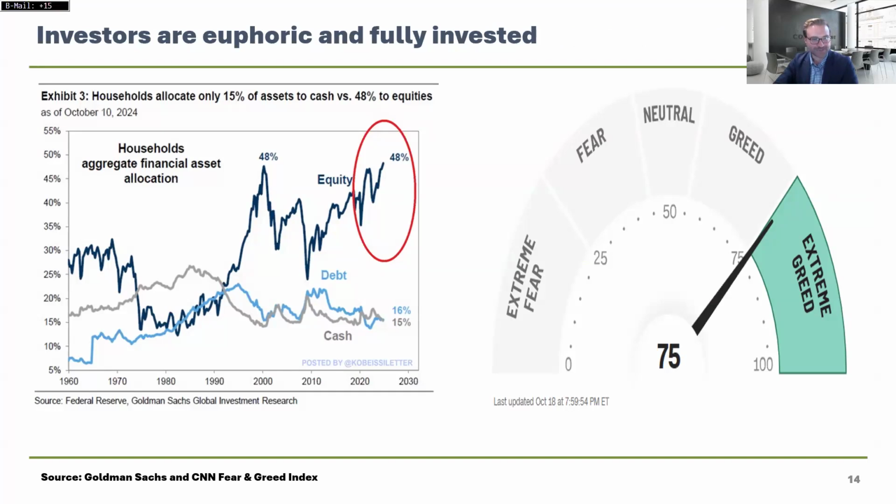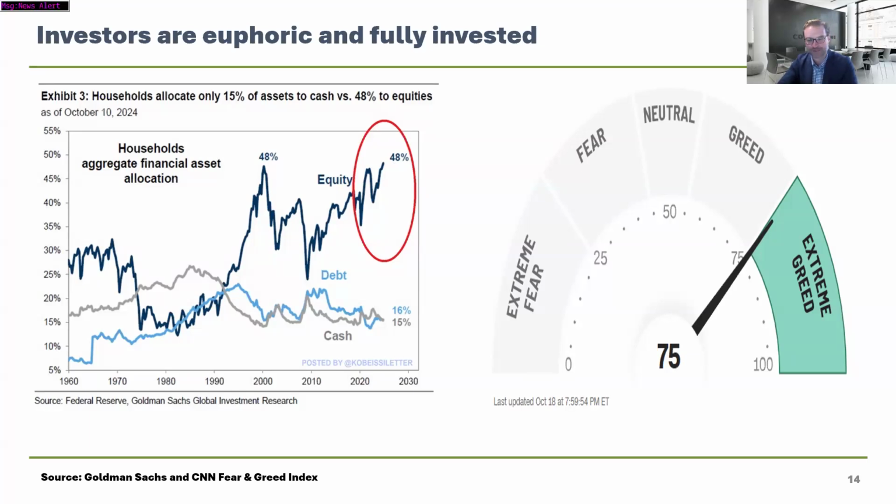Quick check on sentiment, on behavior. The Federal Reserve tracks household financial asset allocation on a quarterly basis. If you look at this line here, this graph is from Goldman Sachs, equities are now at 48%, which is the highest on record in the series going back to the 60s, only coinciding with the peak of the dot-com bubble in 2000. So households, by and large, are fully invested. We always keep an eye on the CNN Fear and Greed Index as well, which is on the right-hand side. As you can see, we're tipping into that extreme greed territory.